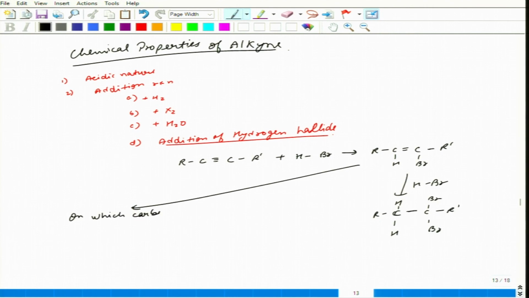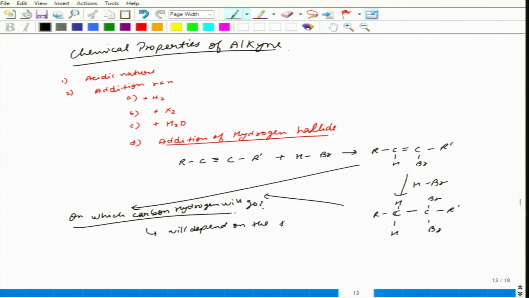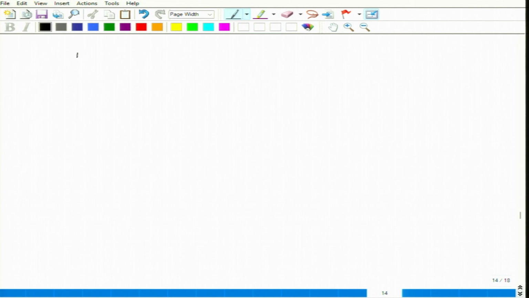On which carbon hydrogen will go, and on which carbon the bromine will go, will depend on the stability of the carbocation formed. This we have discussed in alkenes. So, let us take an example of an unsymmetrical alkyne, then I think we will understand this better.